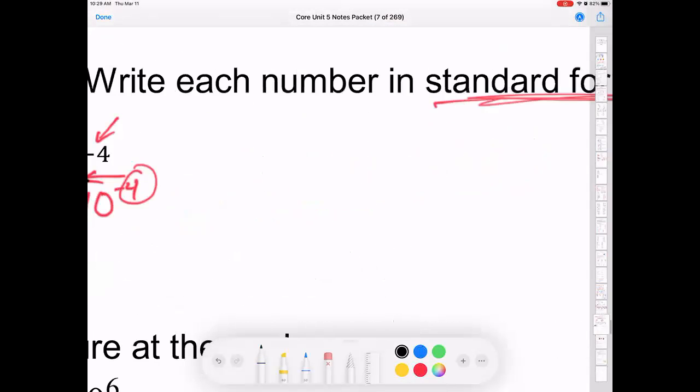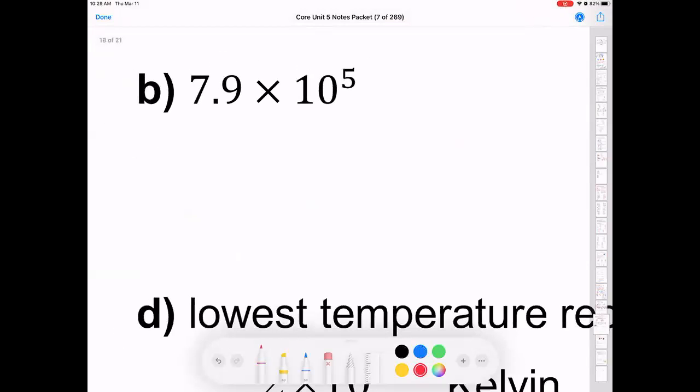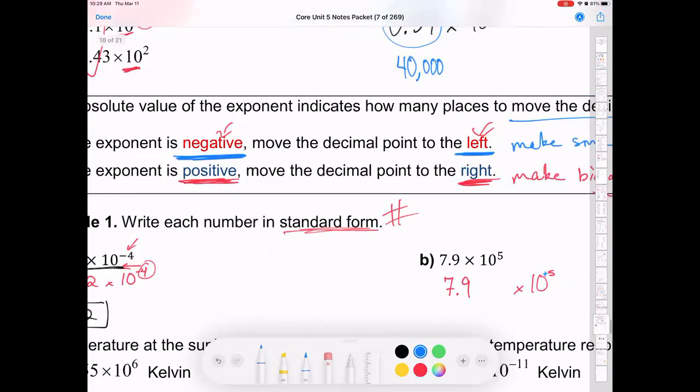Next up for B, we have 7.9 times 10 raised to the 5th. So 7.9 times 10 raised to the 5th. All right. Well, that's the same thing as taking your decimal place. Notice how it's positive this time, right? That's a positive 5 right there. Well, according to our definition, if you have a positive, then we're going to be moving it to the right. You're just moving your decimal to the right direction.